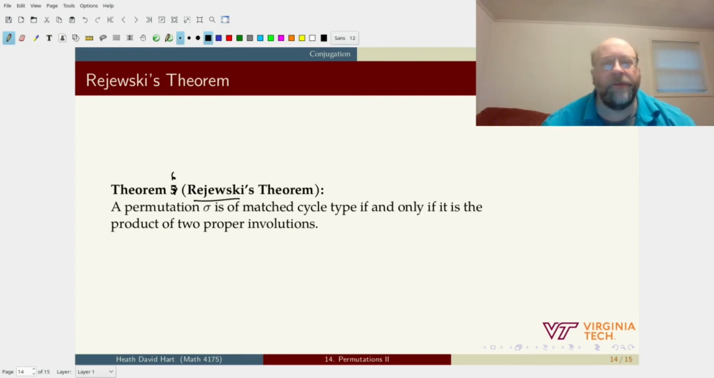And this is sort of the crown jewel of what happened in the cracking of Enigma here. A permutation is of matched cycle type if and only if it is the product of two proper involutions. So if I have a permutation that is of matched cycle type, it can be broken down into an involution followed by another involution. A proper involution followed by another proper involution.